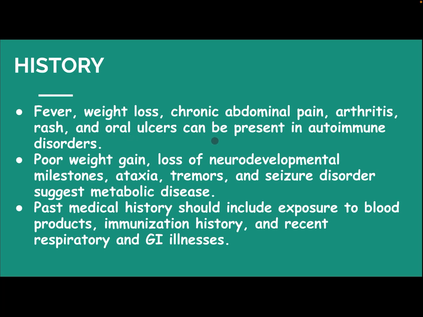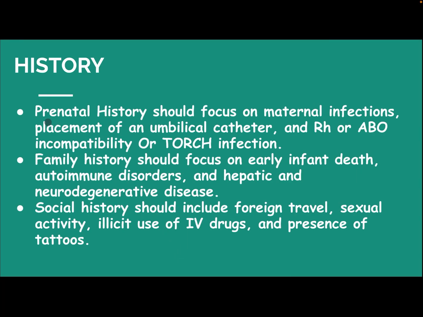Fever, weight loss, chronic abdominal pain, arthritis, rash, and oral ulcer can be present in autoimmune disorder. Poor weight gain, loss of neurodevelopmental milestones, ataxia, tremors, and seizure disorder suggest metabolic disease. Past medical history should include exposure to blood products, immunization history, and recent respiratory and GI illness.